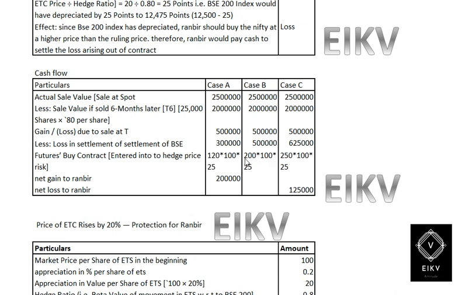So here the computation will be 120 into 100 into 25, which will give you 3 lakh, and 200 into 100 into 25 will give you 5 lakh, and 250 into 100 into 25 will give you 6 lakh 25,000.